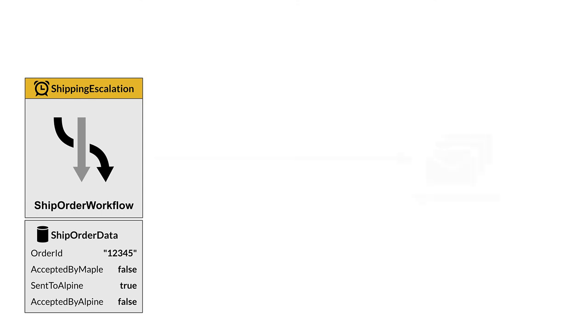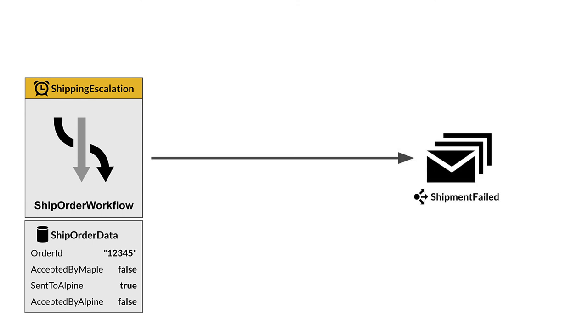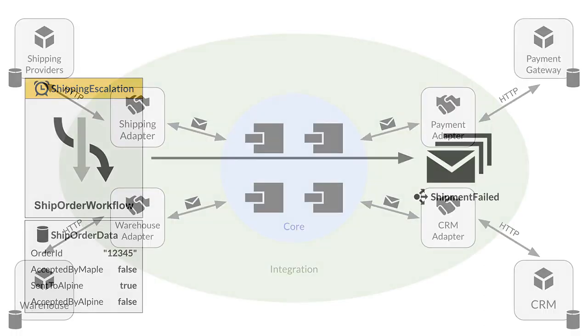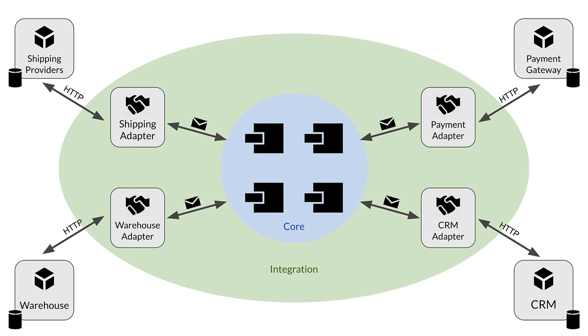In this case, we publish a shipment failed event to some other part of the system. Another process can subscribe to this event and notify the sales department, who can handle this issue manually by calling either shipment provider and requesting delivery. So, that's how you use Sagas to perform integration tasks with external systems.